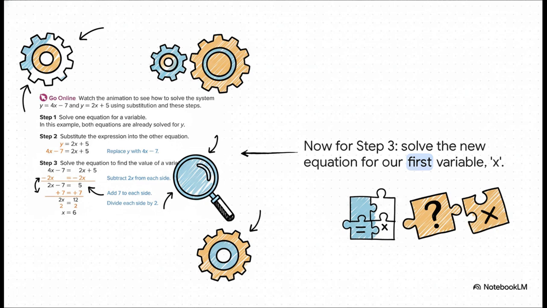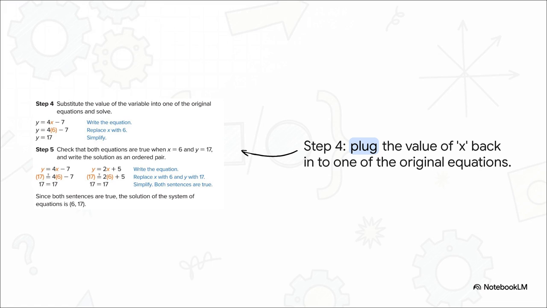This is just an algebra problem we know how to solve. We just need to get all the x's on one side and all the numbers on the other. We do a little shuffling and we find out that x equals 6. There we go. The first piece of our puzzle is in place. So what do we do now that we know x is 6? Well, for step 4, we just plug it back in.